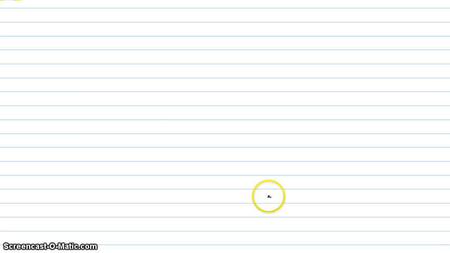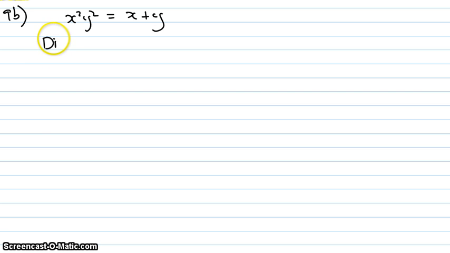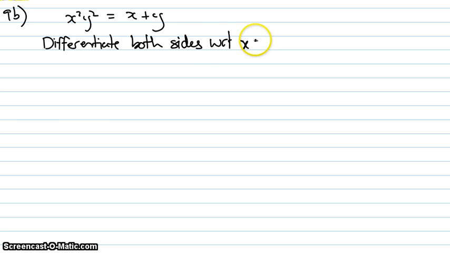So that is my expression for dy by dx. Let's move on to 9b. 9b wants us to find dy dx for x squared y squared equals x plus y. Okay, how do we do this? Well, again, we're just going to differentiate both sides with respect to x.